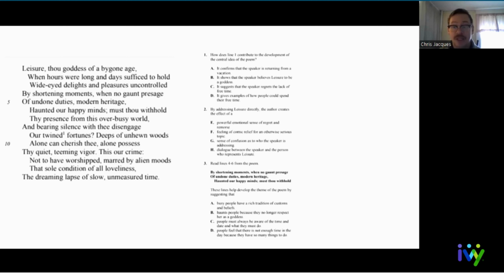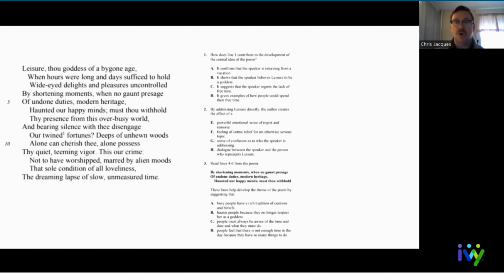Well, we can try this again with the yes or no question part. So, is it suggesting that people have a rich tradition of customs and beliefs? No. Is it suggesting that the poem haunts people because they no longer respect her as a goddess? No. Is it suggesting that people must always be aware of the time and date and what they must do? No, it's saying the opposite of that, right? And that is the trap question. So watch out for that one.